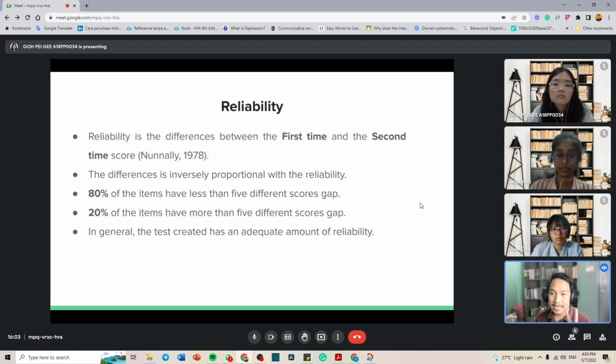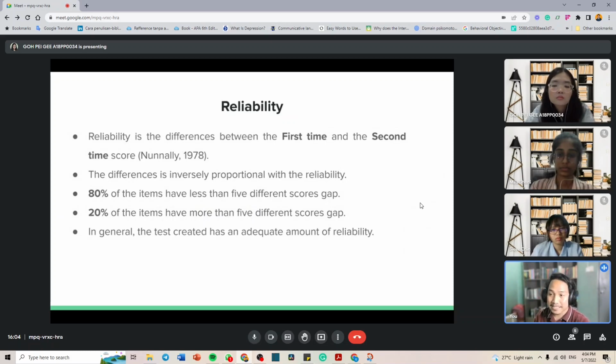This is according to Nunnally, 1978. The relationship between differences is inversely proportional to the reliability, meaning if the differences are small, then the reliability is high. But if the differences are huge, massive, or significant, then the reliability is low.